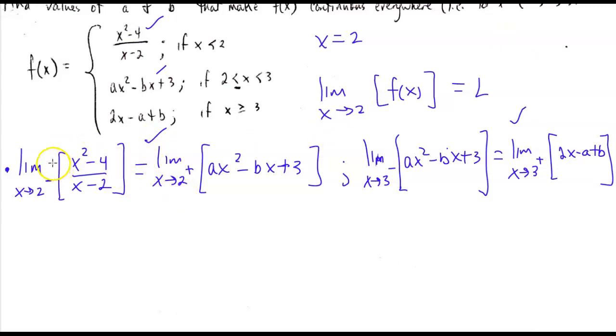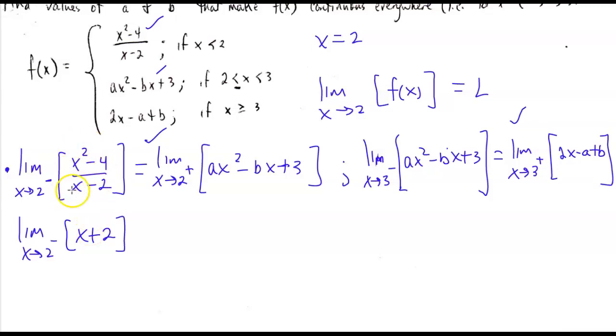So remember here, when we put this limit on here, we're talking about the behavior of the function, okay? And so we know that this (x squared minus 4) divided by (x minus 2), that expression is just going to simplify to x plus 2.